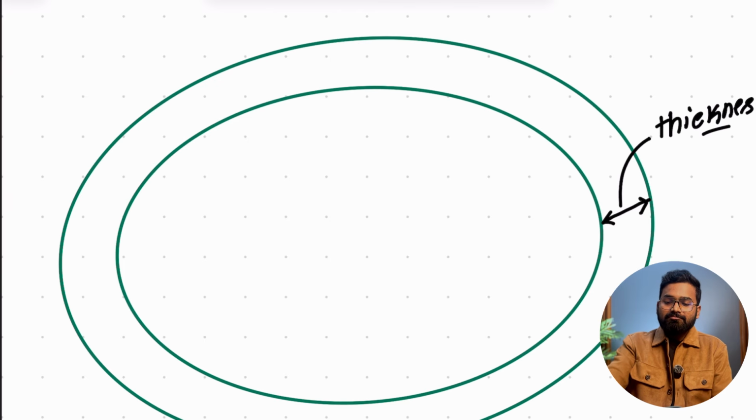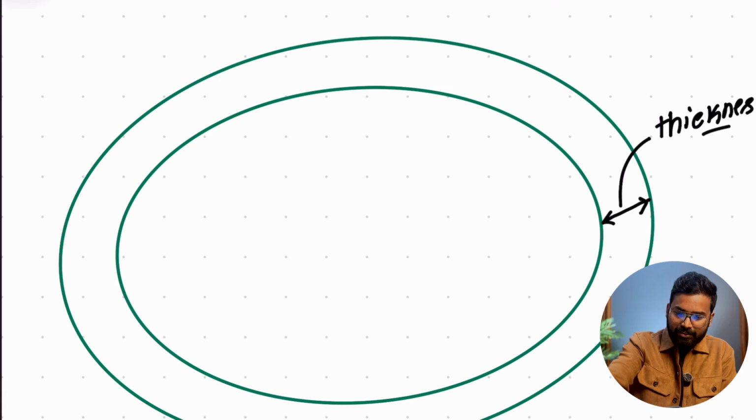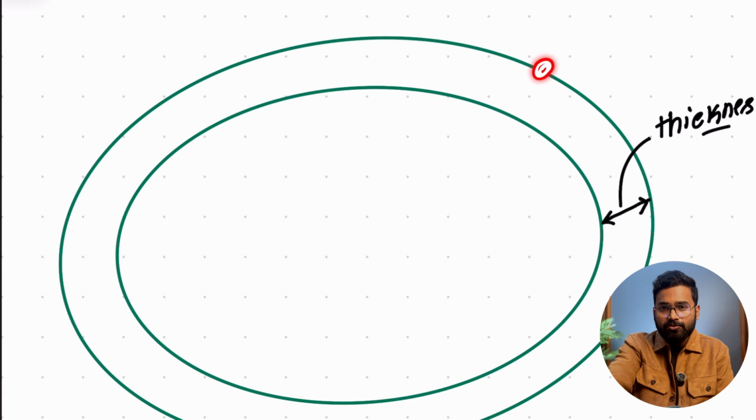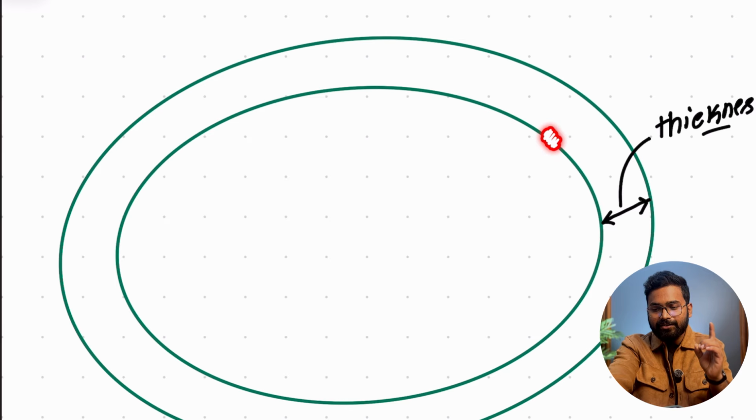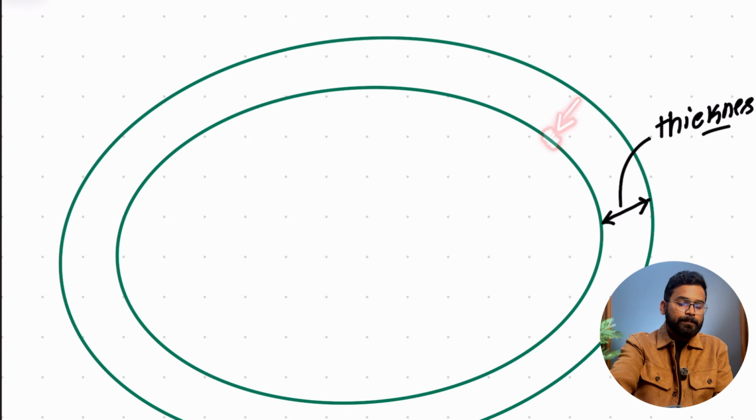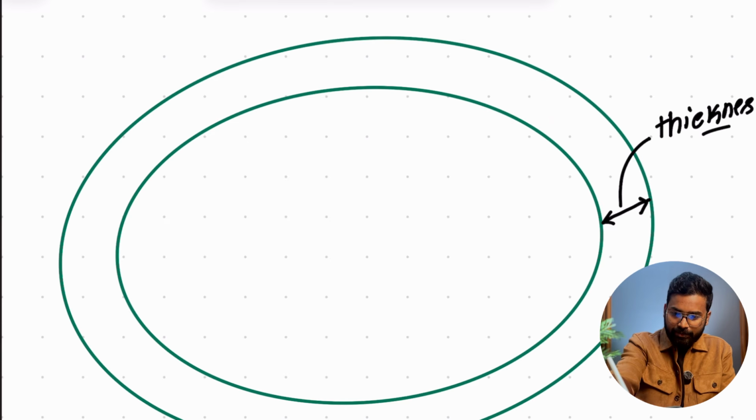Right? So when I say this part, if I want to denote this part, this is not the outer membrane, rather this is the outer side of the membrane. This is not the inner membrane, this is the inner side of this membrane. Now let's move to the topic.